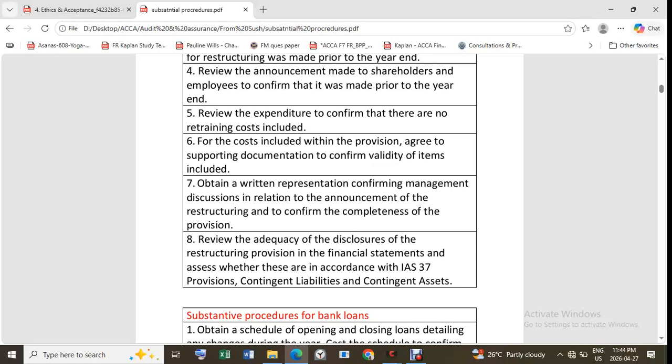Obtain a written representation confirming management discussions in relation to the announcement of the restructuring and to confirm the completeness of the provision. Review the adequacy of the disclosure of the restructuring provision in the financial statement and assess whether these are in accordance with IAS 37.